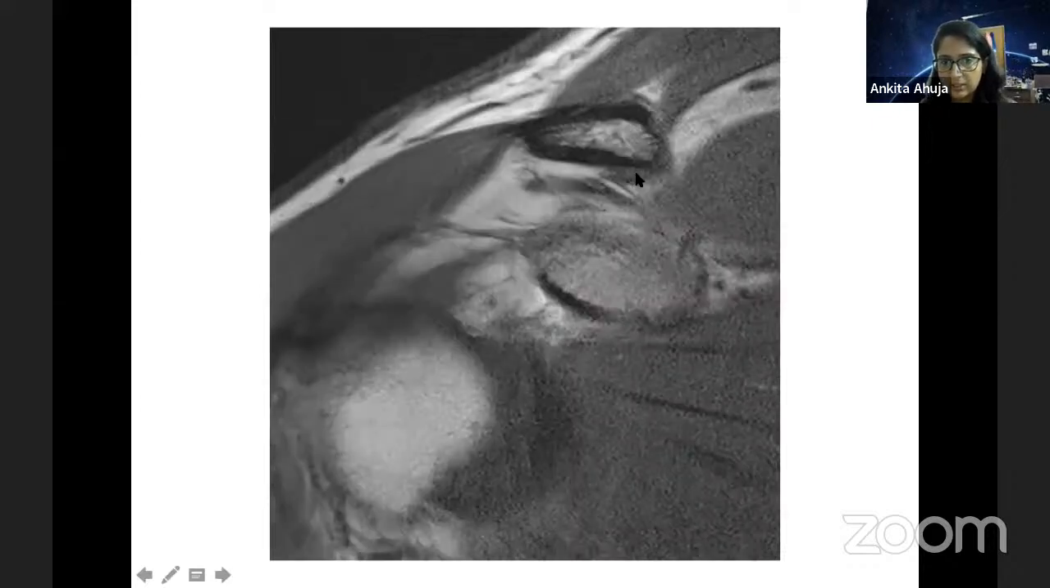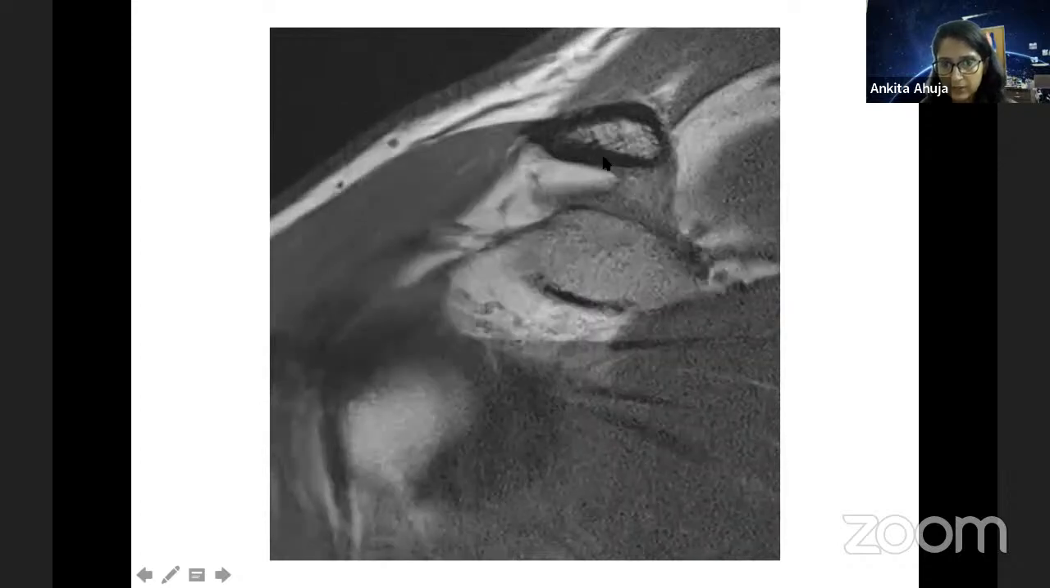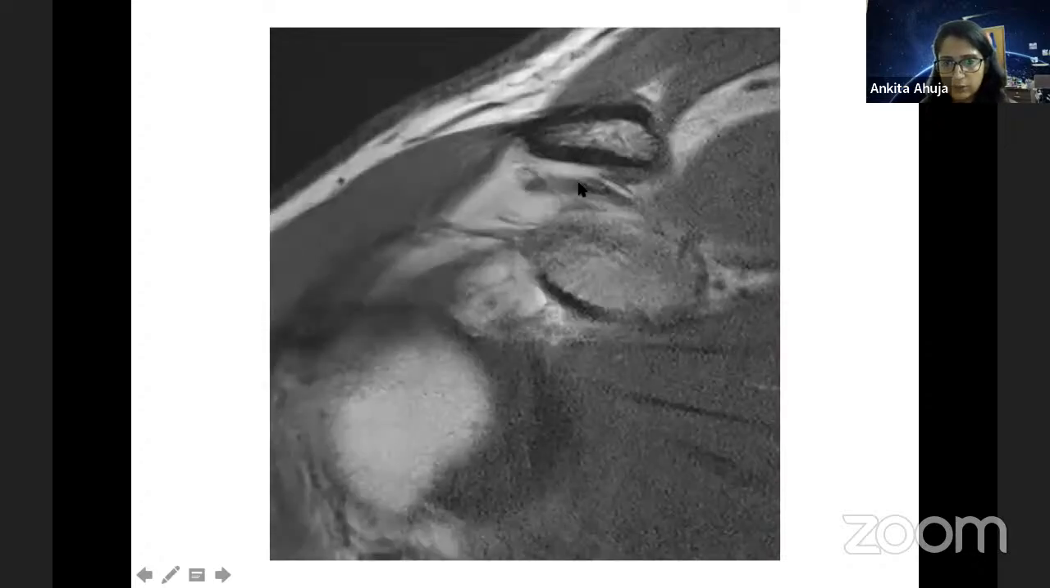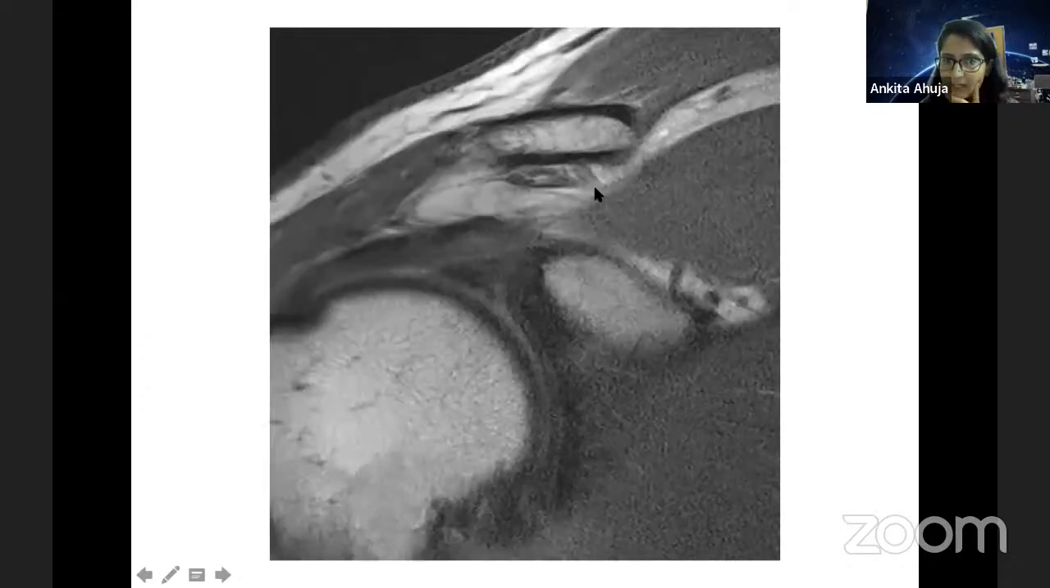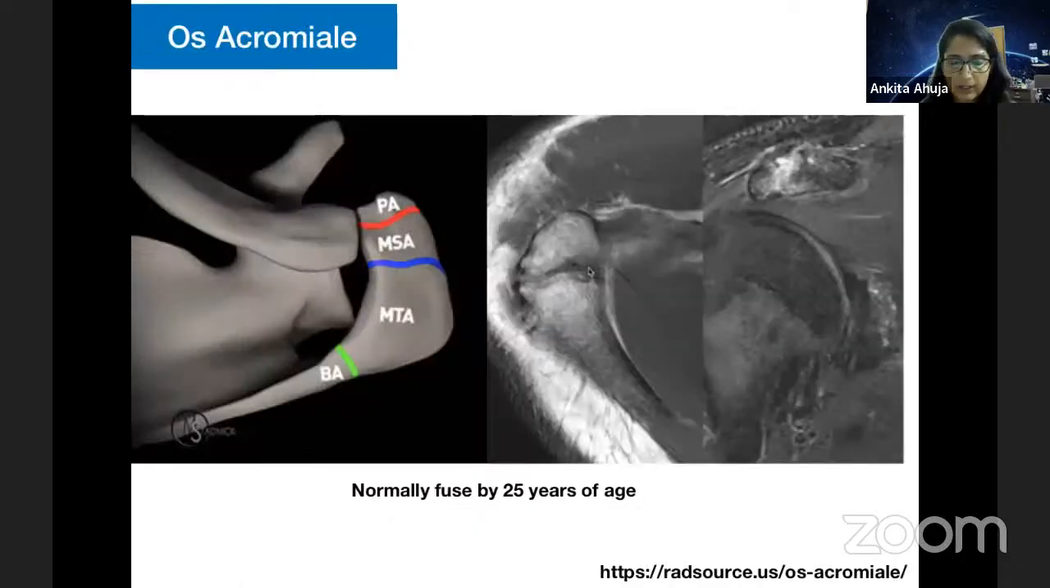This is your conoid, because it has its apex towards here, and this has a broad base going up, this is your trapezoid. So this is your trapezoid coming here and this is your conoid coming here. These are the two ligaments, conoid and trapezoid ligaments, which you can see well on the MRI.